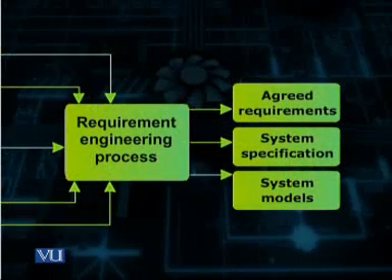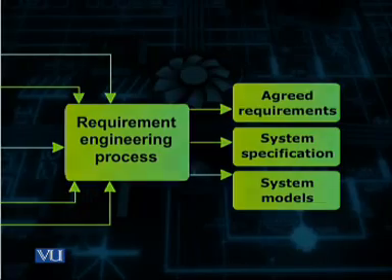The last output of the requirements engineering process are the system models. These are models based on one of these popular approaches. It can be an object model, it can be a data flow model, it can be a process model. These describe the system from different perspectives and give insights to designers and developers on how to develop the system. They themselves do not contain the information on how to develop the system, but they give guidelines and information to designers and developers on how to do that.